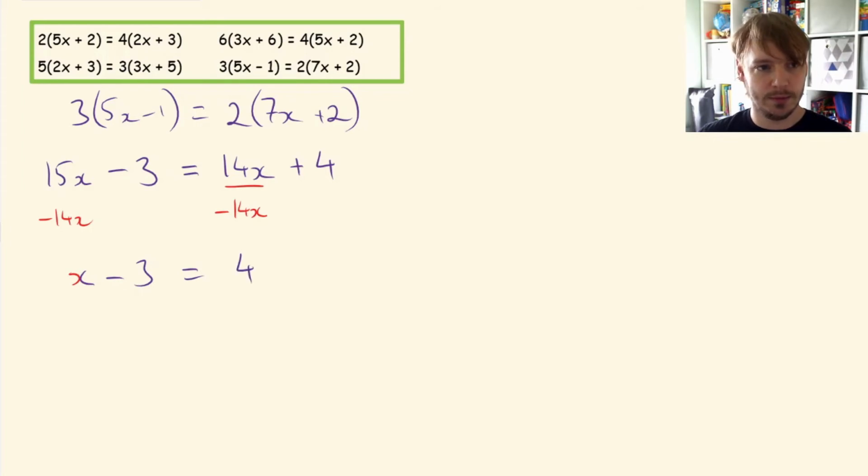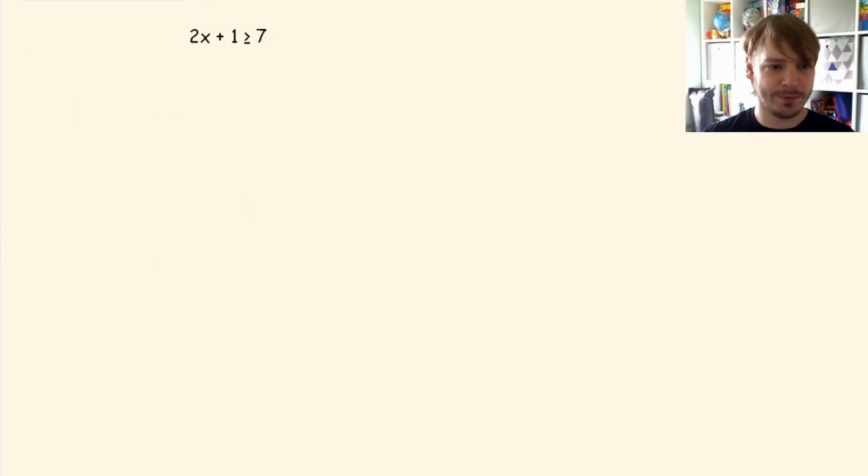And then I can add 3 to both sides, and I have x equals 7. And actually that was quite quick and straightforward. Just expand the brackets first, and then you have an equation just like you had in the previous version. So that's a really quick recap of linear equations. And now we're on to solving inequalities.